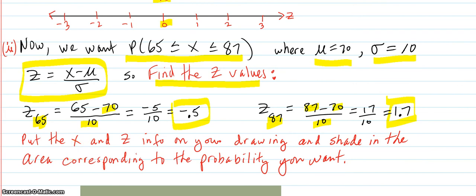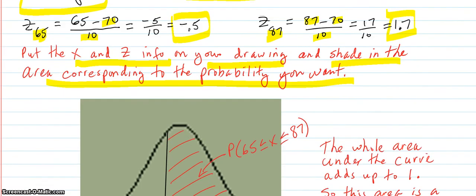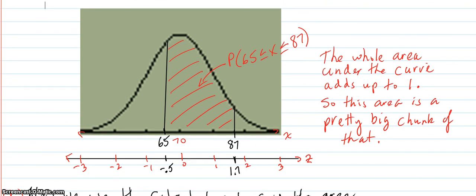Now, you put the x and the z info that you just got back on your drawing and shade in the area corresponding to the probability you want. And so here's what you're going to get. The 65 had a z-score of negative 0.5, and you just put it really precisely where it is. And the 1.7, a little close to 2, corresponded to a raw score of 87. Everything is looking good on the drawing, and the area between them is what we want, representing the probability that your x score is going to be between 65 and 87. So it's all this area here.